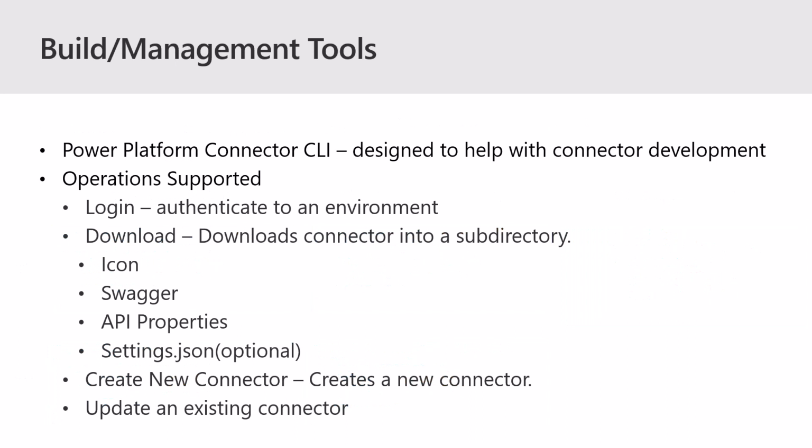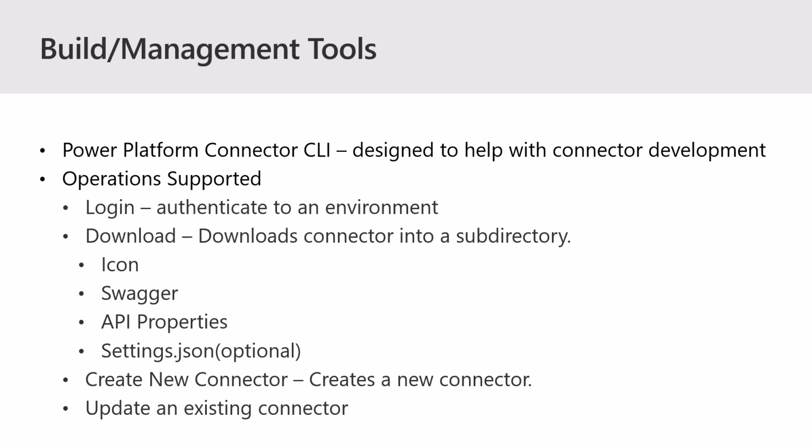The Power Platform Connector CLI command tool is designed to aid custom connector development. With this, you can export a connector from an environment, decompose it to its constituent files, and check it into a source control. You can also create a connector from checked-in files. In short, this is ALM for your connector. The CLI supports the following operations. The first one, login, which allows you to connect to an environment. Second operation is download, which downloads the specified connector from an environment.